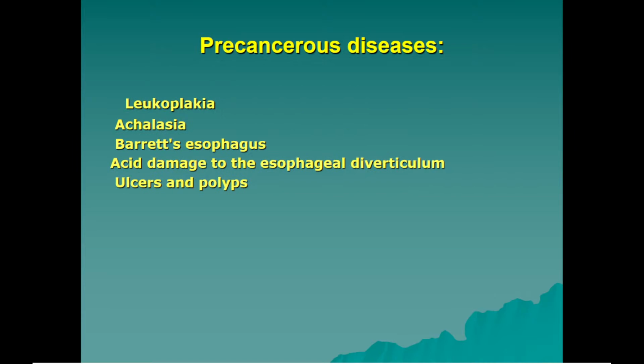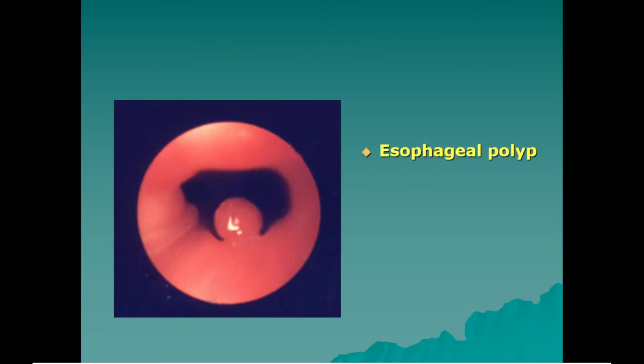Precancerous diseases of the esophagus: leukoplakia, achalasia, Barrett's esophagus, acid damage, esophageal diverticulum, ulcers and polyps. Esophageal polyp. A benign polyp, but it is a precancerous disease.